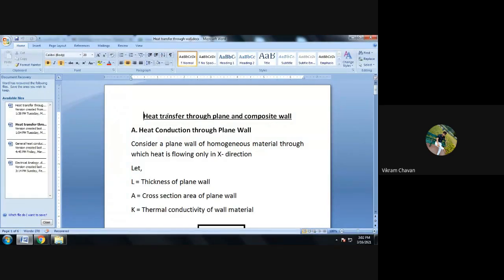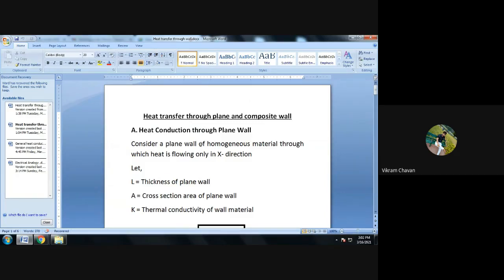First of all, we try to understand the heat transfer through a plane wall. In that case, we have to consider some assumptions. Consider a plane wall. In Marathi we call it a bhinta. The wall has a rectangular geometry. One can say that it has length, width, height, and thickness, so it is one kind of a parallelepiped.